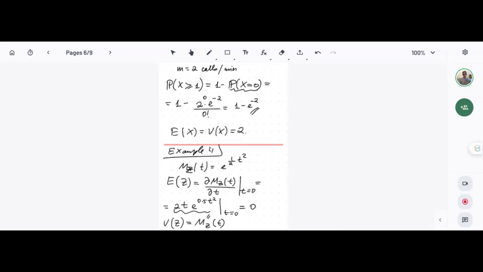So you just take the second derivative with respect to t, and then set t to 0. This is going to give you the expectation of z squared. In this particular case, because we have 0 mean, the expectation of z squared is exactly equal to the variance of z. So you can find that, and you're going to receive 1 in the end. Okay.